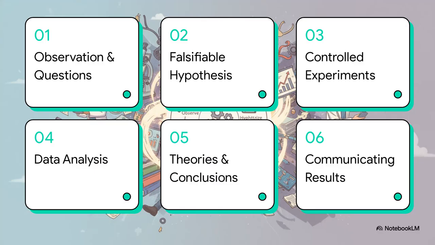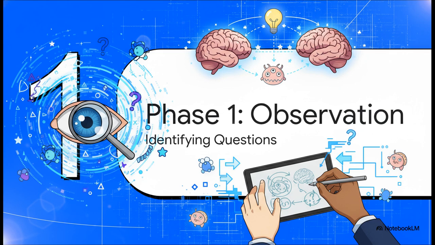All right, here's a quick look at our roadmap. We'll be hitting observation and identifying questions, formulating a falsifiable hypothesis, designing controlled experiments, collecting and analyzing data, drawing theories and conclusions, and finally, communicating and reproducing results. Let's get right into it. Starting things off with Phase 1.